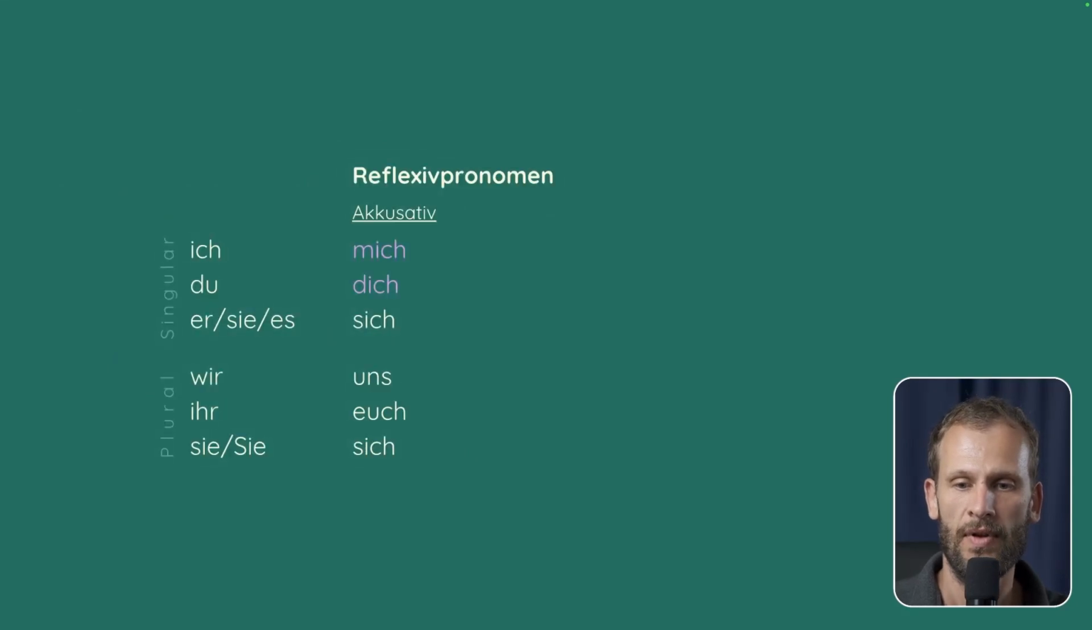Let's take a look. So, first of all, it's true that these reflexive pronouns, most of the time, are used in the accusative case. Mich, dich, sich, uns, euch, sich. They are very similar, by the way, to the personal pronouns in the accusative case. Only the two sichs are different. So the sich for the third person singular and the sich for the third person plural. The other forms are the same as the personal pronoun accusative forms.